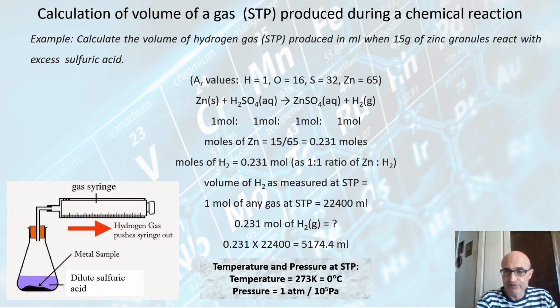We shall now give an example in order to show more clearly the full meaning of what we discussed in the previous slide. First of all, I will read through the test question. We are being asked to calculate the volume of hydrogen gas at STP, and the unit we are being asked to use is mils, when 15 grams of zinc granules react with excess sulfuric acid.